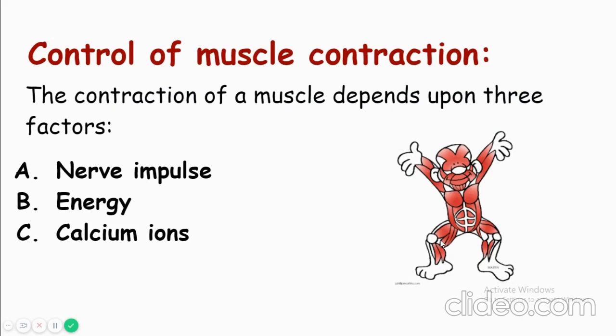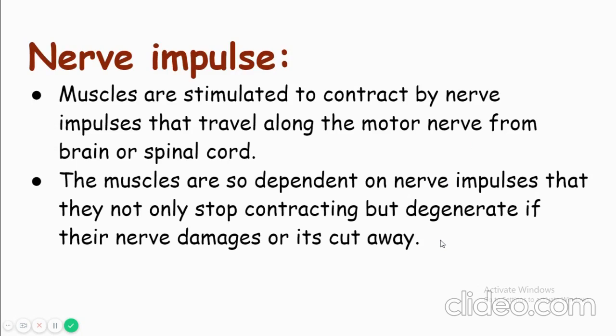How can we control the muscle contraction? The contraction of muscle depends upon three factors: A, nerve impulse; B, energy; and C, calcium ions. So the muscle contraction depends upon these three factors. Okay. First, let's talk about nerve impulse. What is meant by nerve impulse?